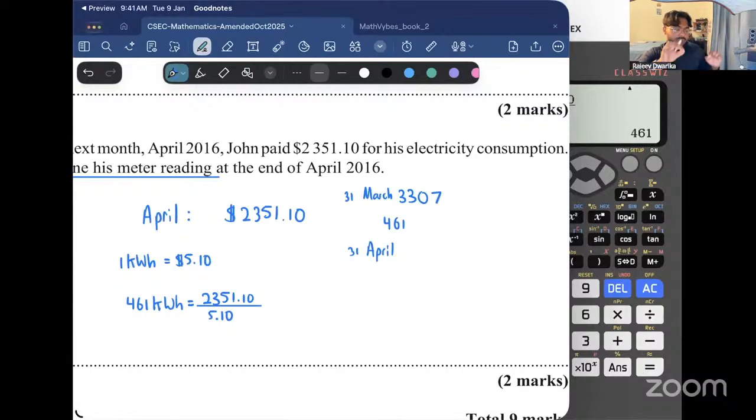So remember the reading on the meter, it keeps adding. So the amount you use in January would add to the amount you use in February. 3,768. Yeah, that's it.